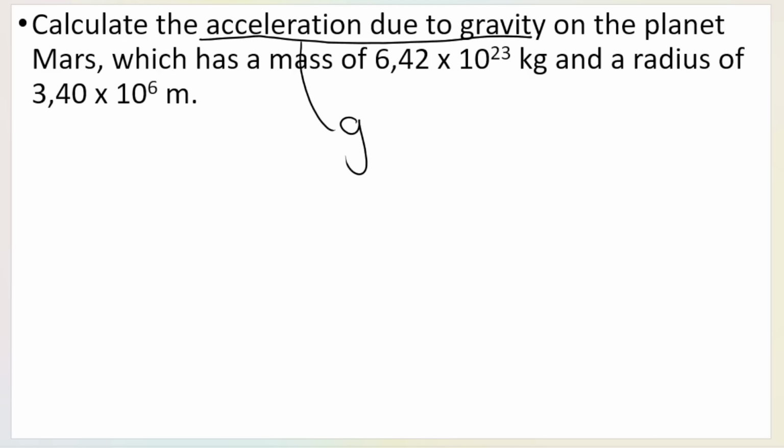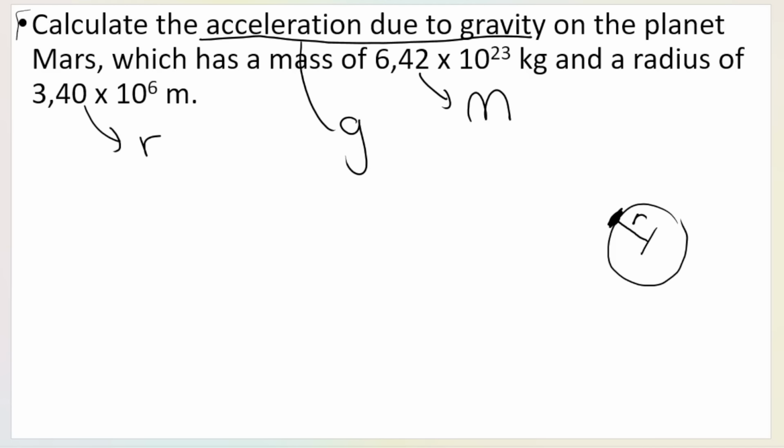Acceleration due to gravity on planet Mars, which has a mass. So they give me the mass of Mars and a radius of this. So we have Mars. Mars has a particular radius, and we want to know what is the acceleration due to gravity on Mars's surface. So the radius of the planet is the distance between the centers that I'm looking for.